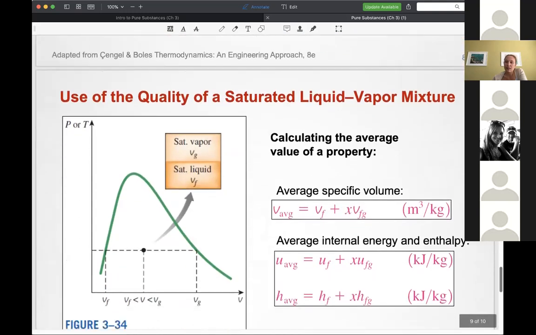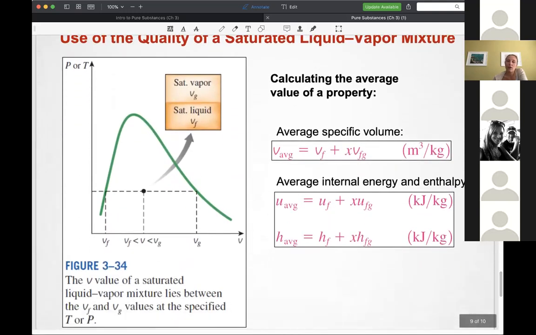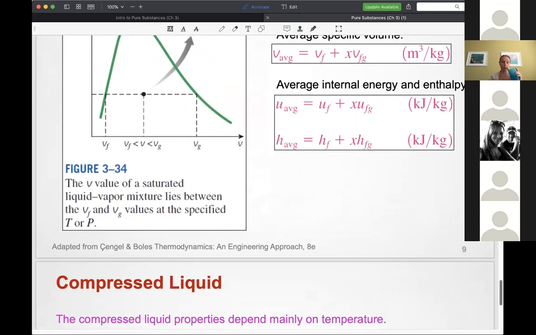And then the last slide here is what I went over again with these equations, where you can use quality to calculate your average specific volume, enthalpy, and internal energy terms. So I just wrote these down. They're also in these slides here. It's explained in the book as well.